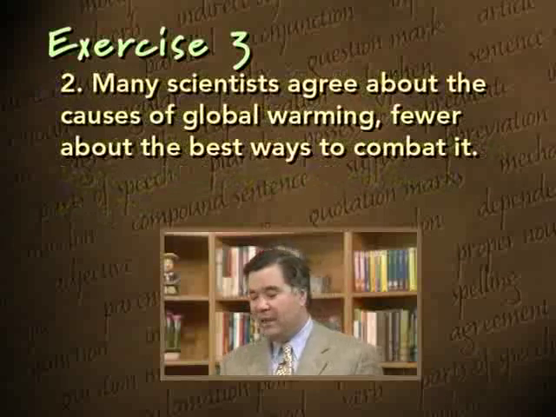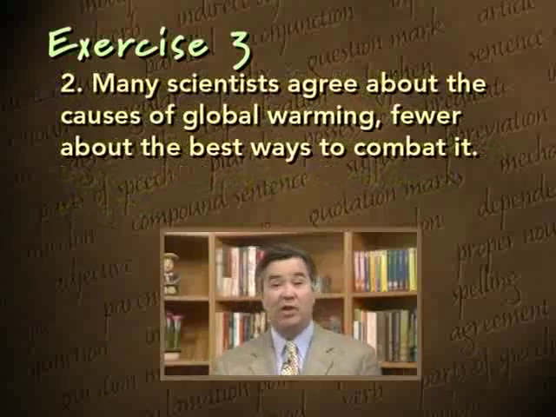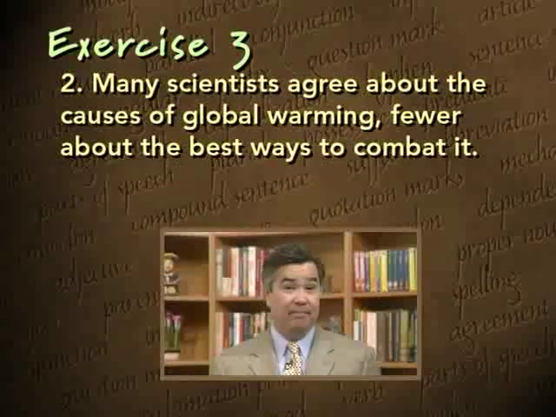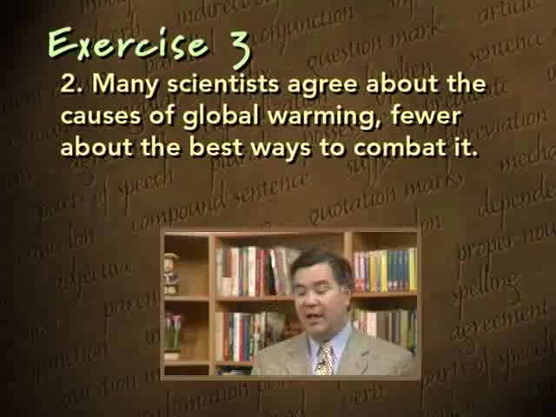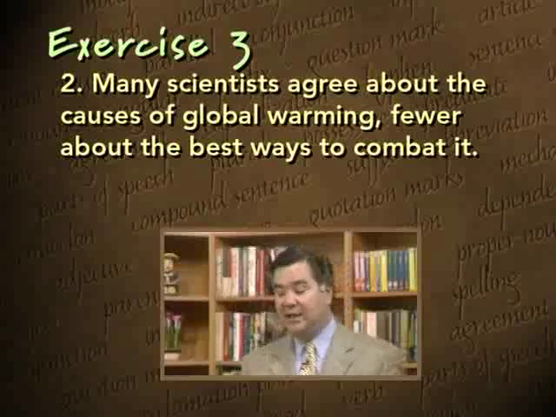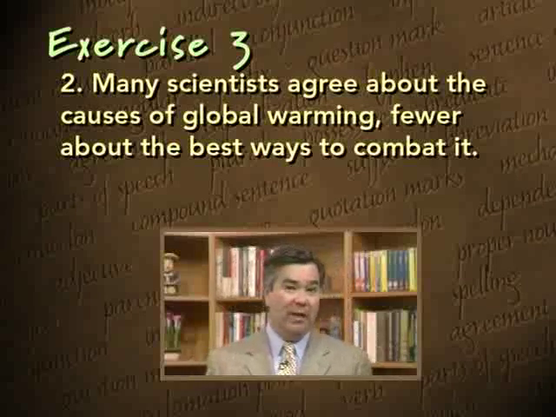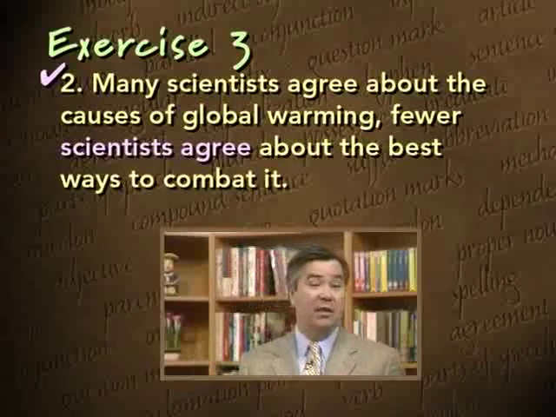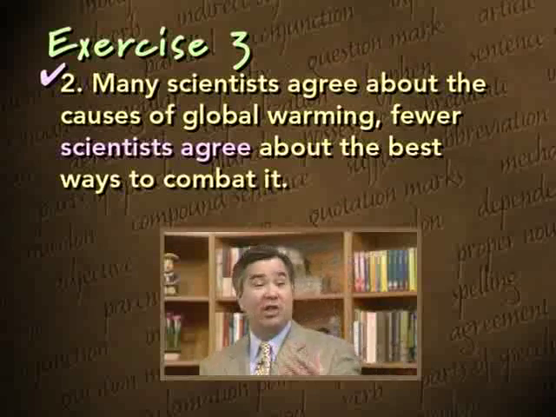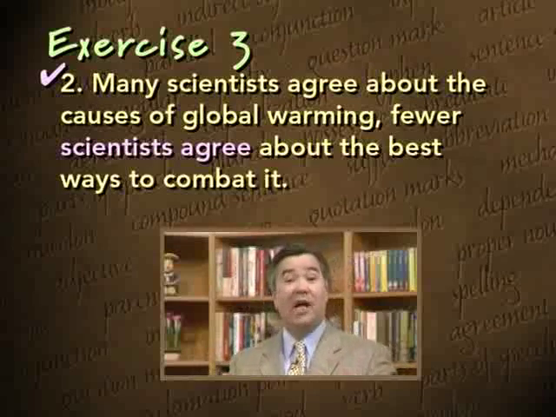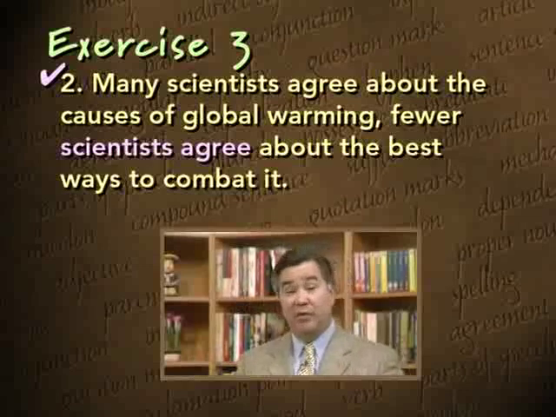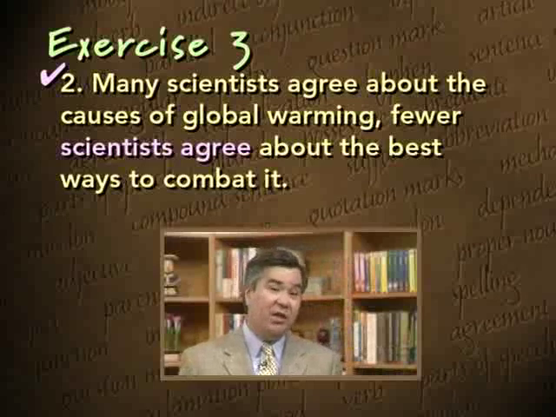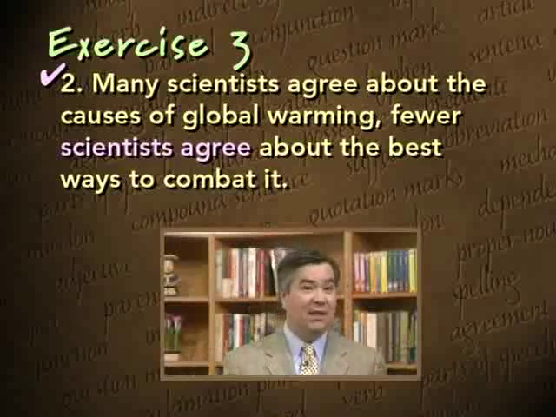Our next example. Many scientists agree about the causes of global warming, fewer about the best ways to combat it. Here again we have two parallel ideas. The first clause says many scientists agree about the causes of global warming. The second clause says that fewer scientists agree about the best ways to combat it. Now, the way I just said it spells out both clauses at full length. Perfectly understandable, but it's a little bit wordy. So the author of this version has tried to use ellipsis to shorten the sentence somewhat.